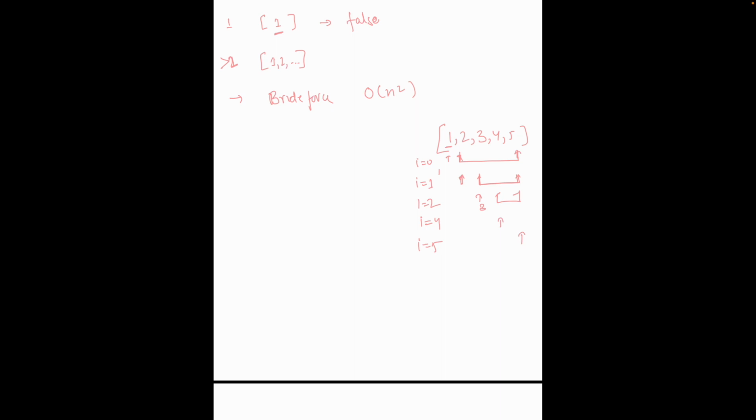So basically, we'll run this loop, and every time we'll see if the ith element occurs in the remaining part of the array. If it does, then return true. If it doesn't, then at the end we'll return false.